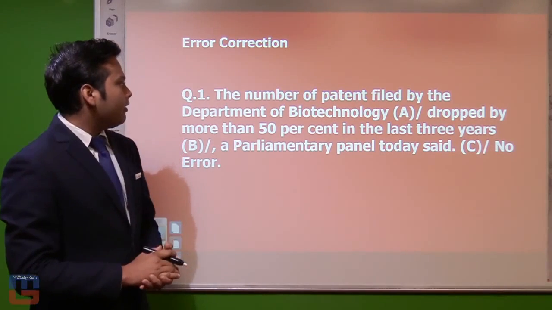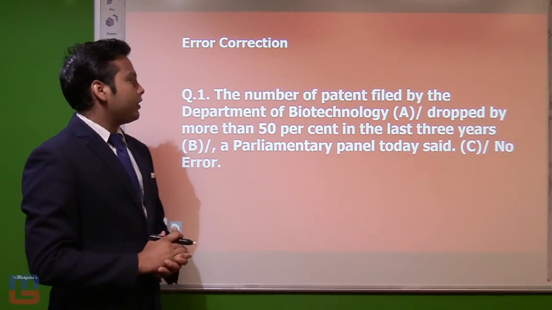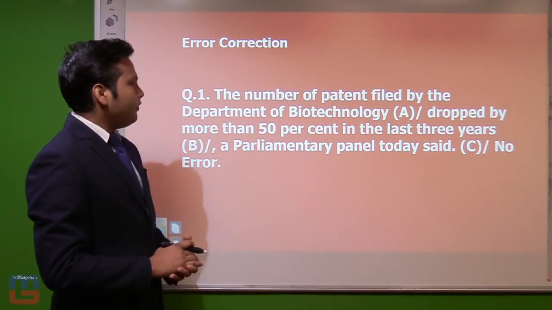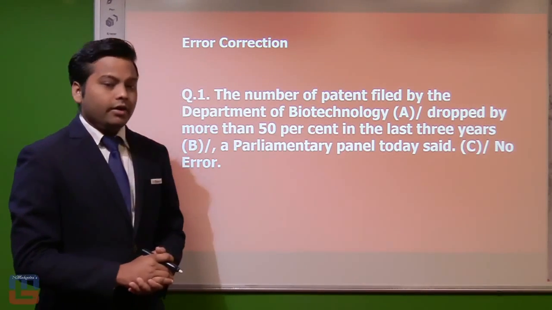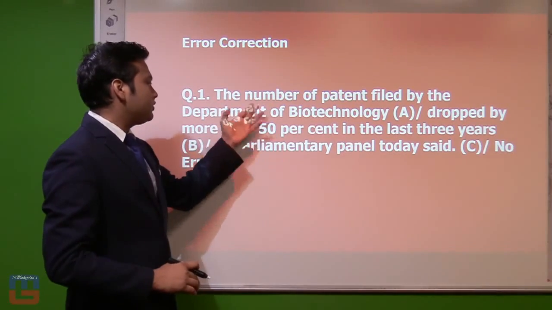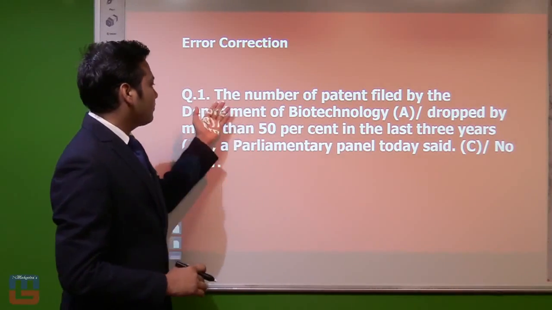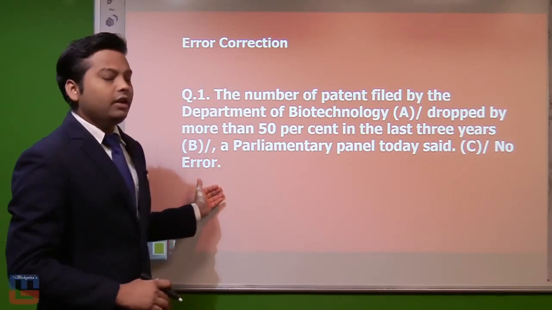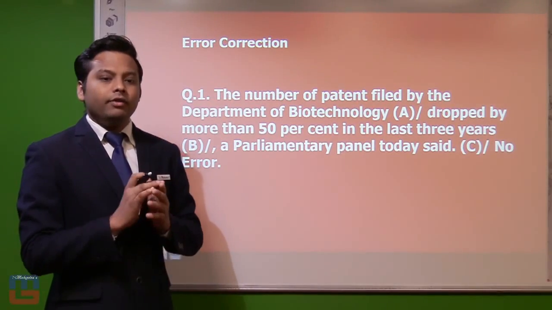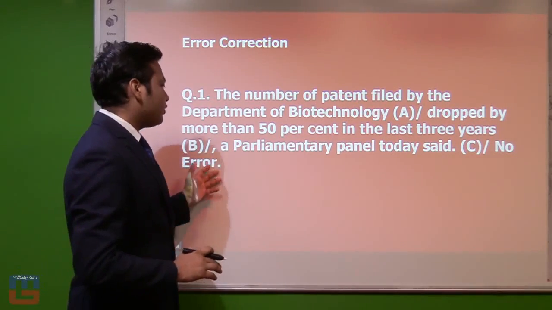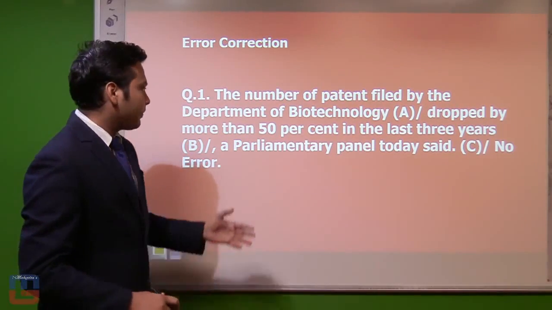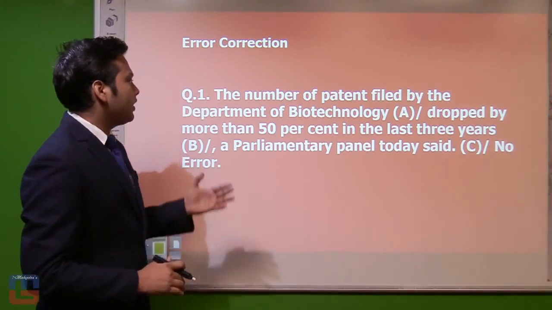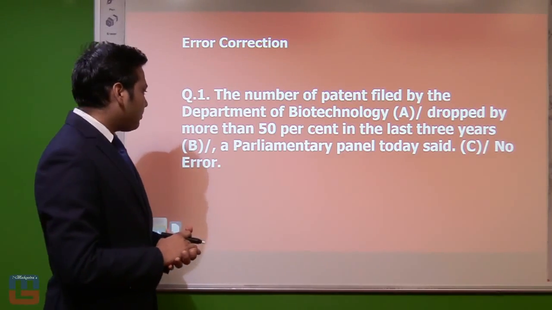The number of patents filed by the Department of Biotechnology dropped by more than 50% in the last 3 years, a parliamentary panel today said. Now here we have to divide the sentence into 4 parts, A, B, C and D, and find the error. If there is no error in the sentence, we have to go with option D, that is no error. Let's read out the question again. The number of patents filed by the Department of Biotechnology.